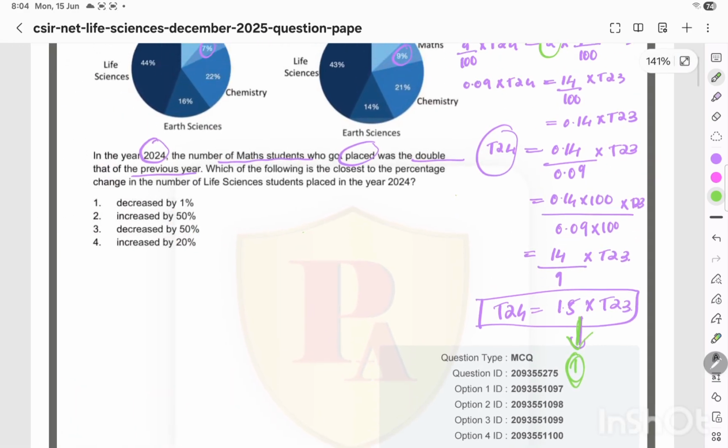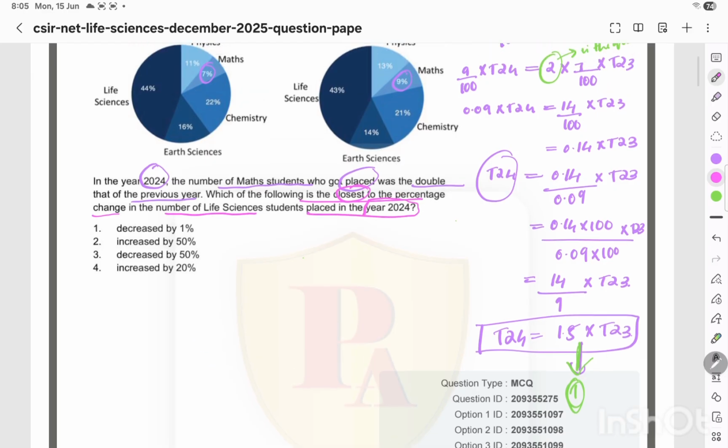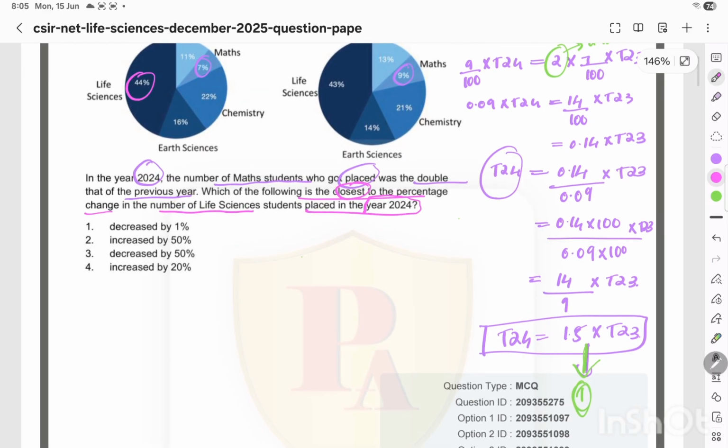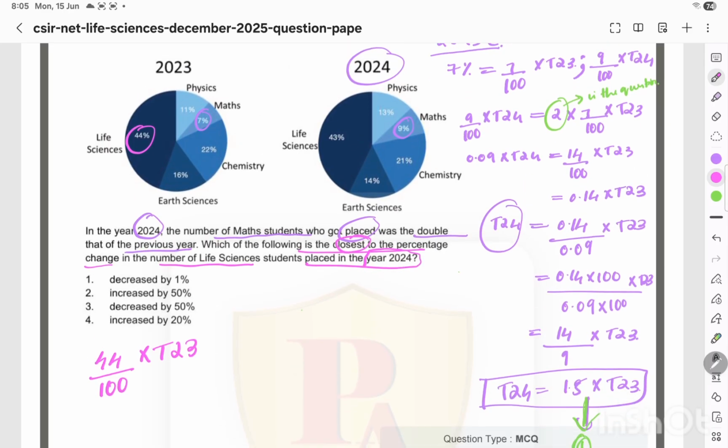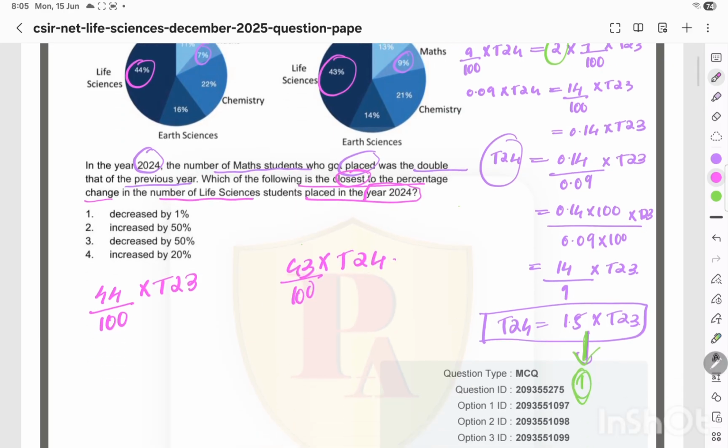Okay, this is the first equation. Moving on to the second condition. Which of the following is the closest to the percentage change in the number of life science students placed in year 2024? So we have to take life science students of 2023, which is 44 by 100 of T23, the total of 2023. In 2024 it changed to 43%, 43 by 100 of T24.